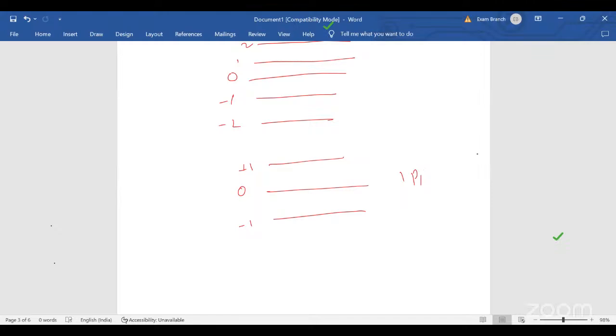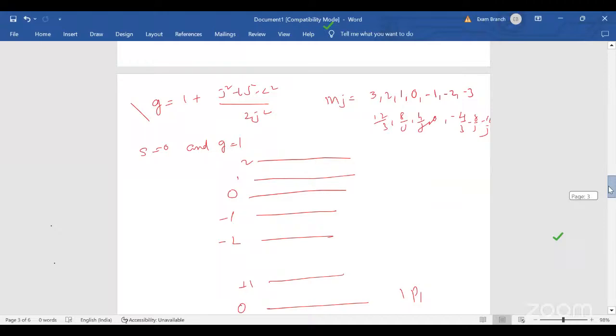For 1P1, this J is equal to 1 we have. You should know this notation. This notation 1P1, what is 1, what is P, what is 1. So for 1D2, what does D give us? L is equal to 0 means S electron. L is equal to 1 means P electron. L is equal to 2 means D you'll get. P means L is equal to 1 you'll get.